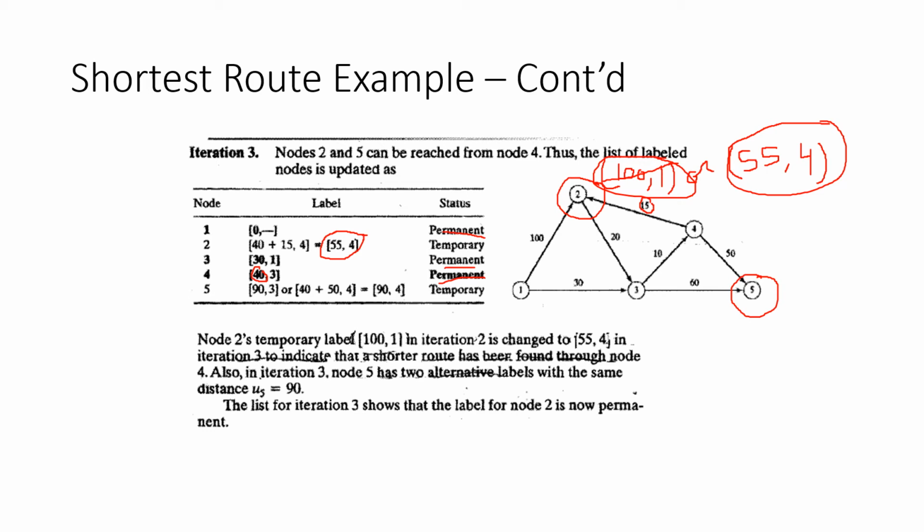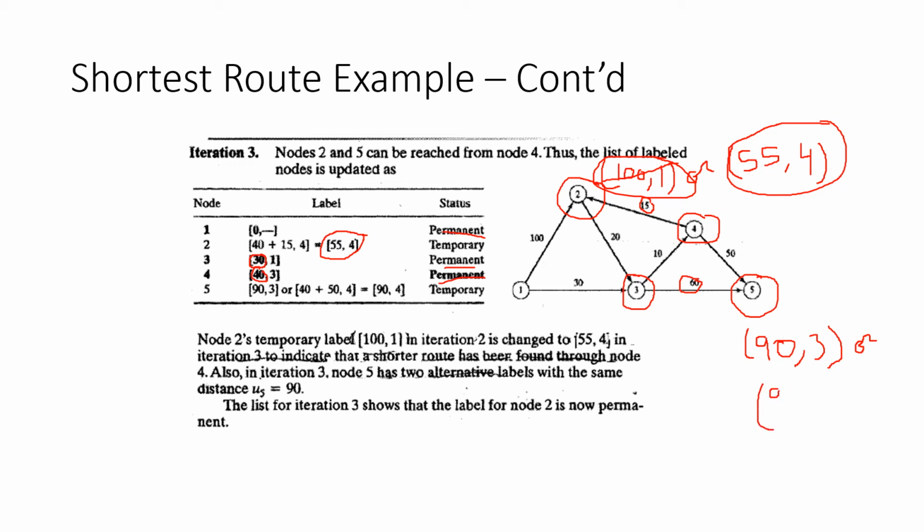label for node 5, again coming from two different places, from 3 and from 4 going to node 5. So the label for node 5 coming from 3 would be, what's the label on node 3? It's 30 plus 60 is 90, and that's coming from node 3, or coming from node 4 will be, what's the label on node 4? The label on node 4 is 40 plus 50, which is also 90.